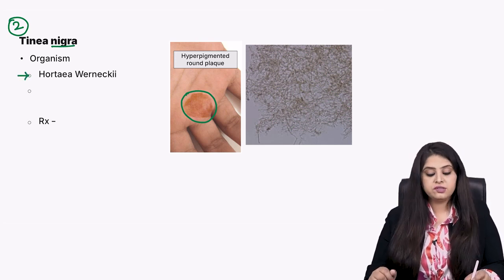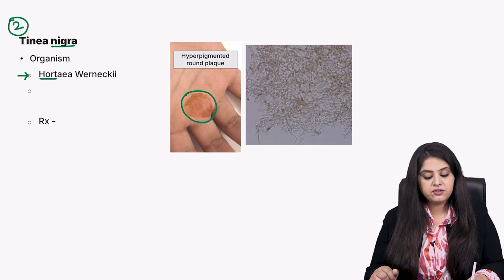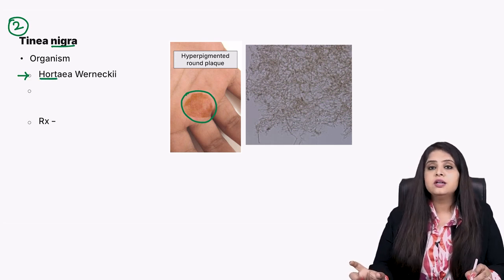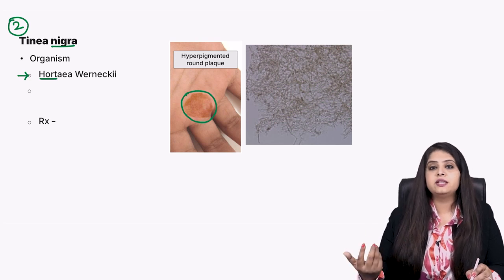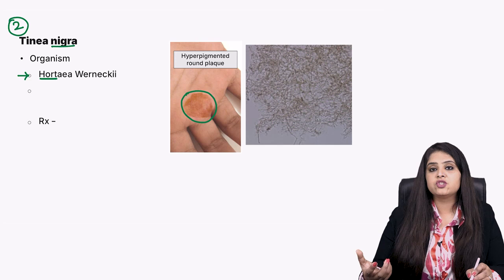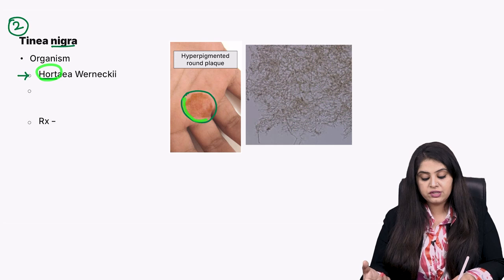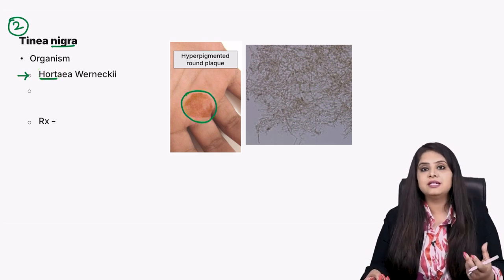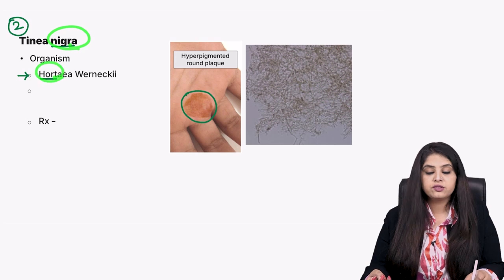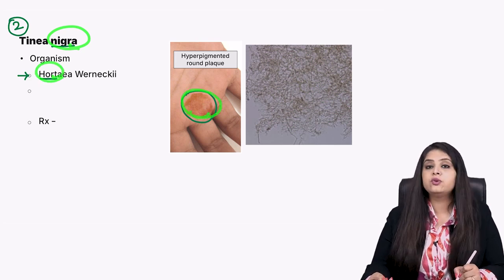Now, one thing that you'll notice in fungus is that whenever I will have something related to hot, sounding hot, of course, if you heat food or if you heat anything, it tends to become charred or blackish. So you will always notice that whenever the organism has the word hot in it, the patient is clinically going to come up with a pigmented lesion. So tinea nigra is caused by Hortaea werneckii, and that is going to show you a pigmented lesion.